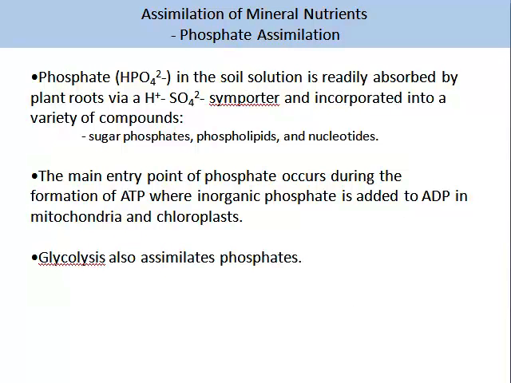Like sulfate, phosphate is absorbed by a hydrogen ion symporter and incorporated into a variety of compounds such as sugar phosphates, phospholipids and nucleotides. The main entry point of phosphate occurs during the formation of ATP, where inorganic phosphate is added to adenosine diphosphate in mitochondria and chloroplasts. Glycolysis also assimilates phosphates.